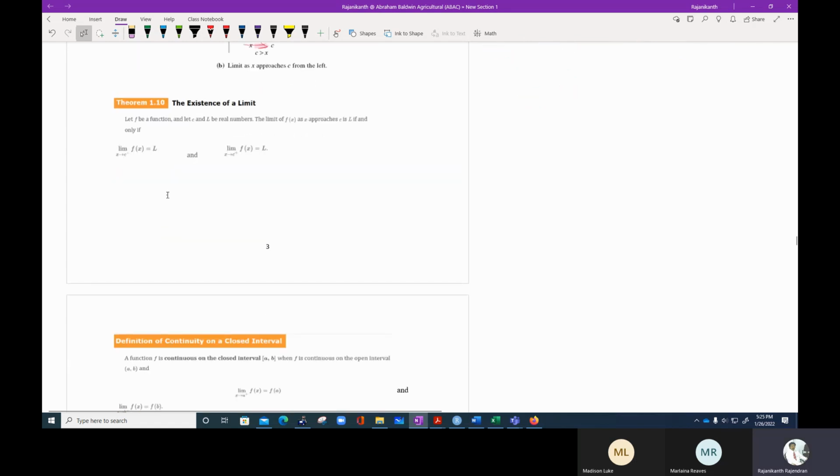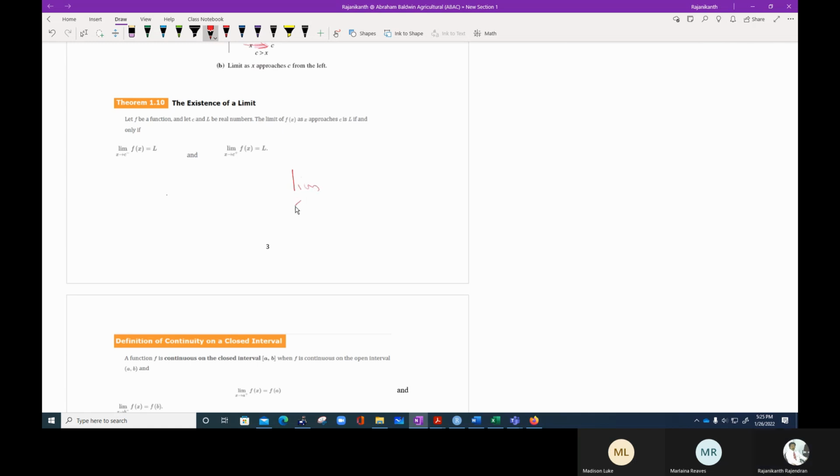Now there's a theorem, existence of limit. Let f be a function and let C and L be real numbers. The limit of the function f(x) when x goes to C is L if and only if the left side limit and right side limit are both L.